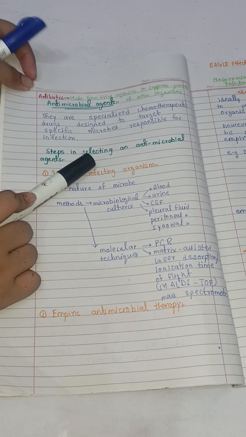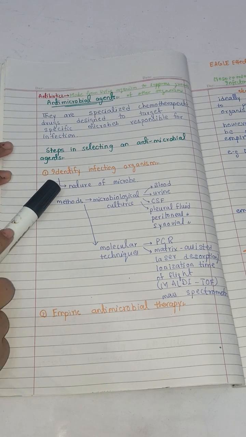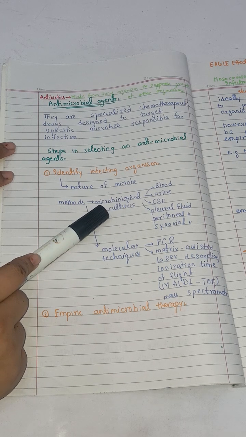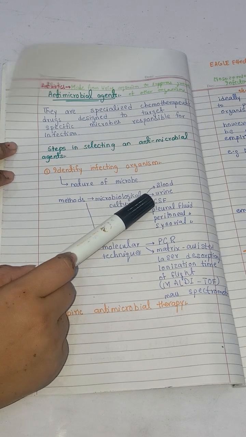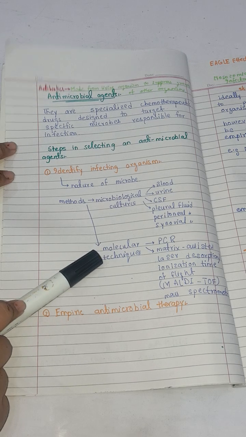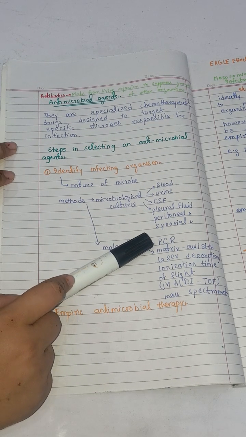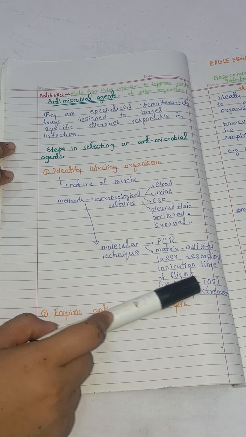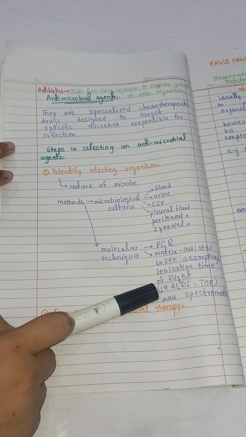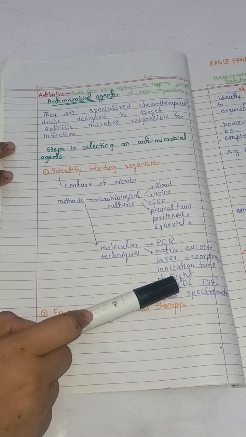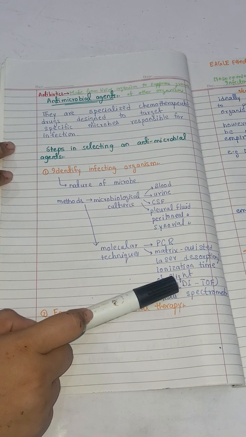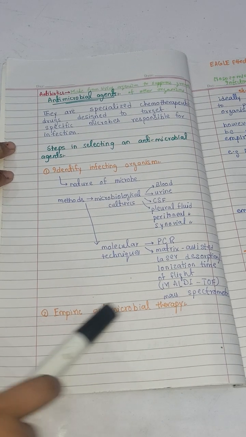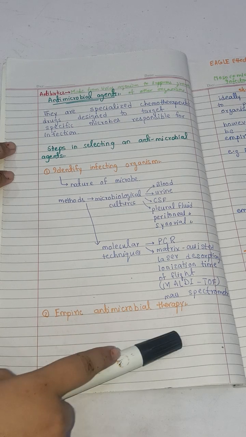How to select the antimicrobial drug? First of all, you have to identify your infecting organism. To identify it, you will prepare microbial cultures of blood, urine, and CSF fluids, and you follow some molecular techniques, which are PCR, polymerase chain reaction, and the MALDI-TOF technique, which is M for matrix, A for assisted, L for laser, D for desorption, I for ionization, time of flight, mass spectrometry. Then you will start your empiric antimicrobial therapy.